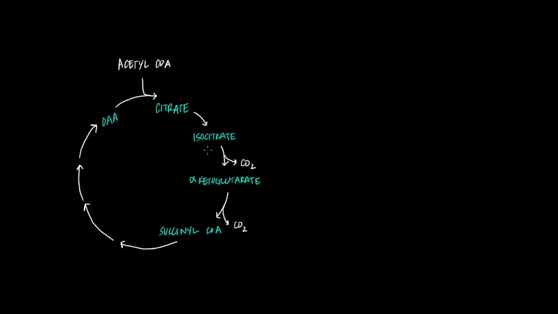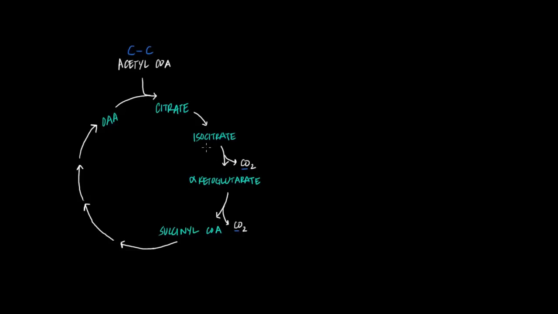To save us some time, I've gone ahead and drawn out a simplified version of the citric acid cycle here. If you remember, it begins with acetyl-CoA entering this cycle, and it combines with this molecule oxaloacetate to form citrate, and this citrate undergoes various conversions and oxidations, which eventually cause the two carbons that entered with acetyl-CoA, because remember, acetyl-CoA is a 2-carbon molecule, to exit as carbon dioxide.